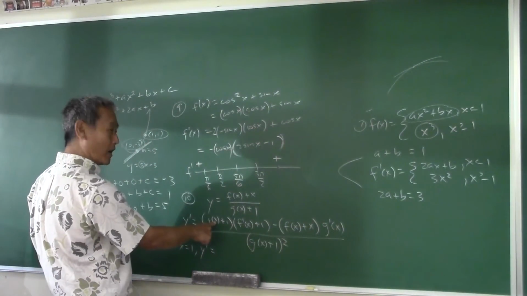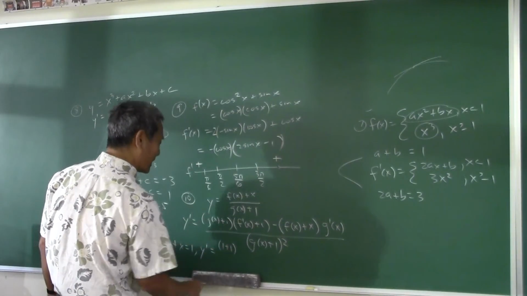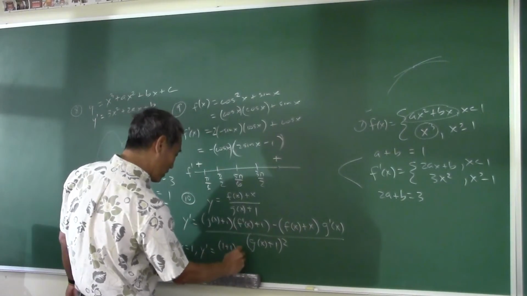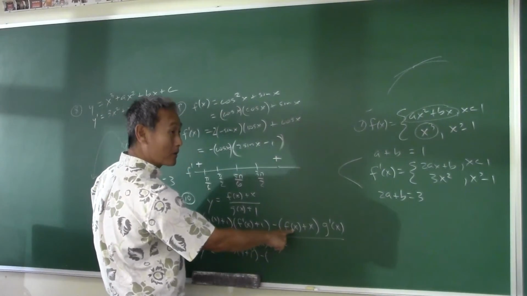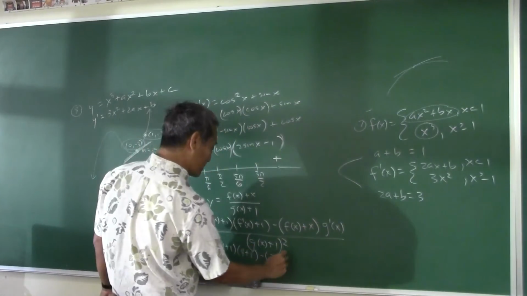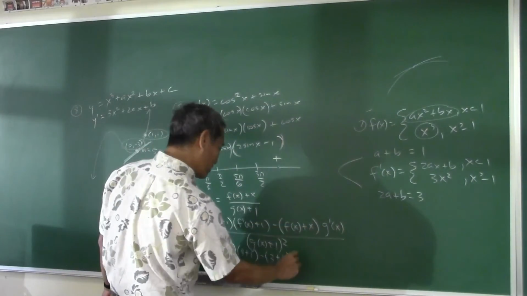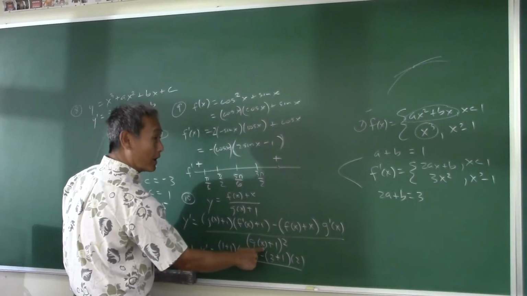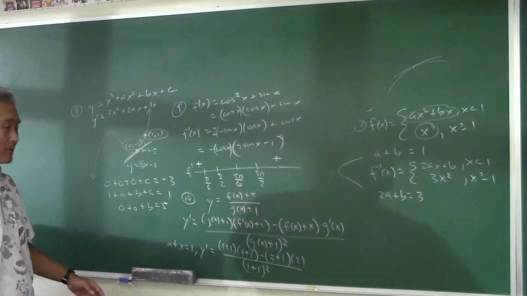G of 1, if you look at the chart, is 1 plus 1. You know what, I'm just going to fill it in. You guys are going to simplify. F prime of 1 is 4, so that's 4 plus 1, minus f of 1, according to the chart, is 3. 3 plus x, in this case x is 1, and then g prime of 1 is 2, all over g of 1, which is 1 plus 1, quantity squared. I will leave the simplifying to you.